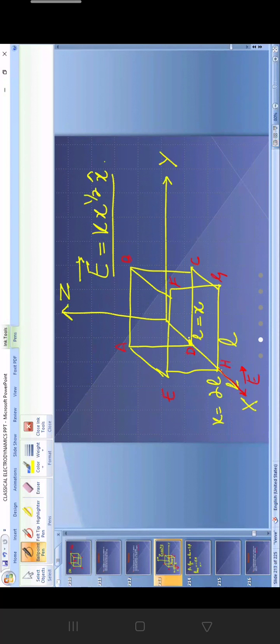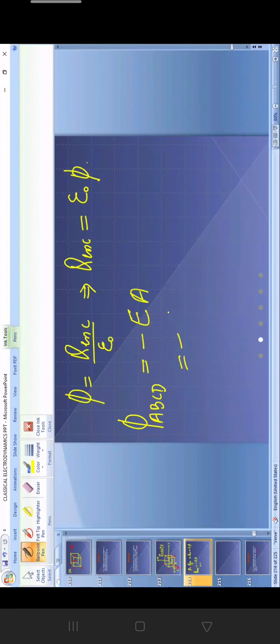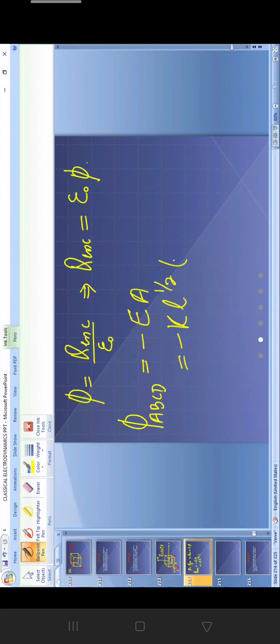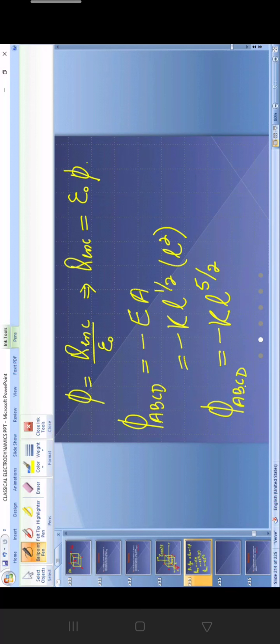What is the electrostatic field at this surface? At this surface, X is equal to L. So X के बदले L लिखेंगे. So it will be like this: minus, electrostatic field is equal to K multiplied by L raised to power 1/2, multiplied by area. The area is a square, so its area will simply be L square. So the flux entering is equal to minus K multiplied by L raised to the power 5/2, since 2 to 4, 4 plus 1 is 5/2. That is the flux through ABCD. It is negative because the flux is entering. The angle will be 180 degrees between the electrostatic field and the area vector.